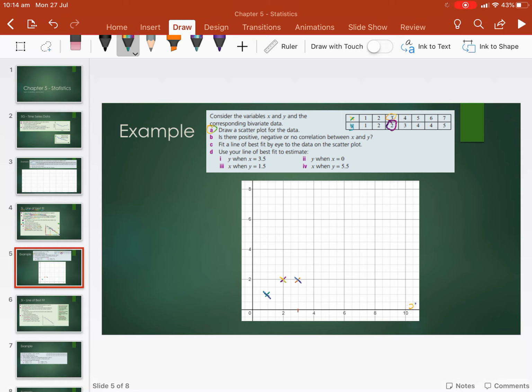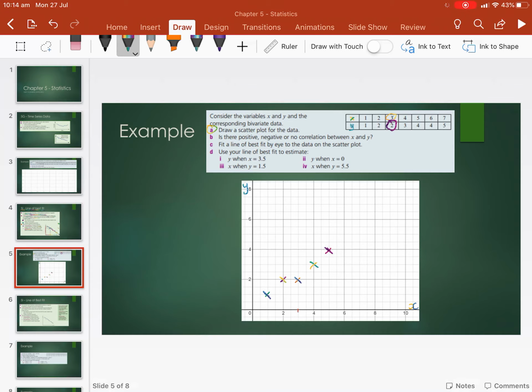Actually, let's label our axes, so that's x and this is y. Next point, when x is 4, y is 3. So the point will go here. When x is 5, y is 4.